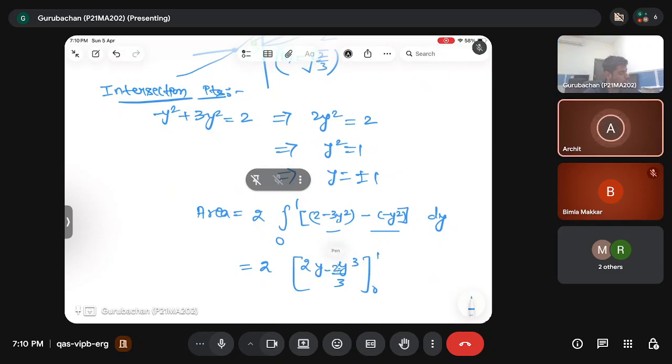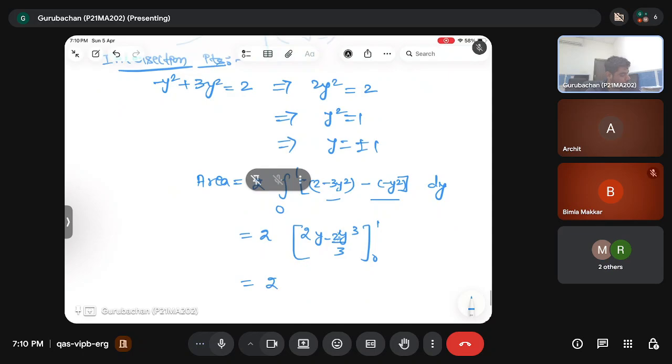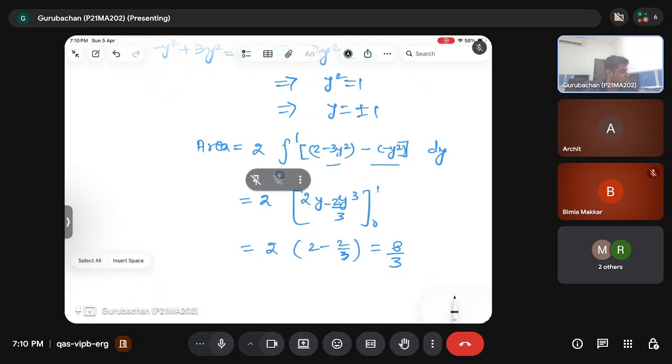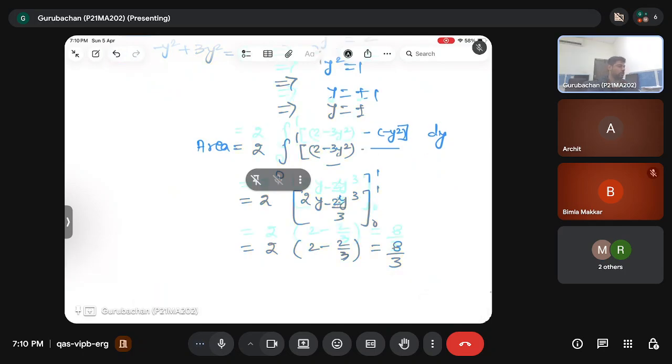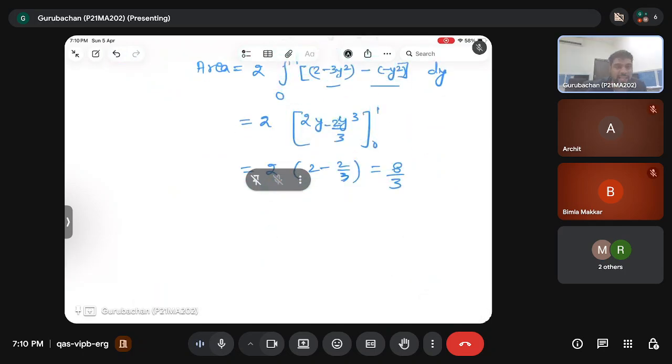The final answer is 8 by 3, sir. Okay, 2 minus 2 by 3 gives 4 by 3, and doubling it gives 8 by 3. So this is all about how to calculate the area of the region.